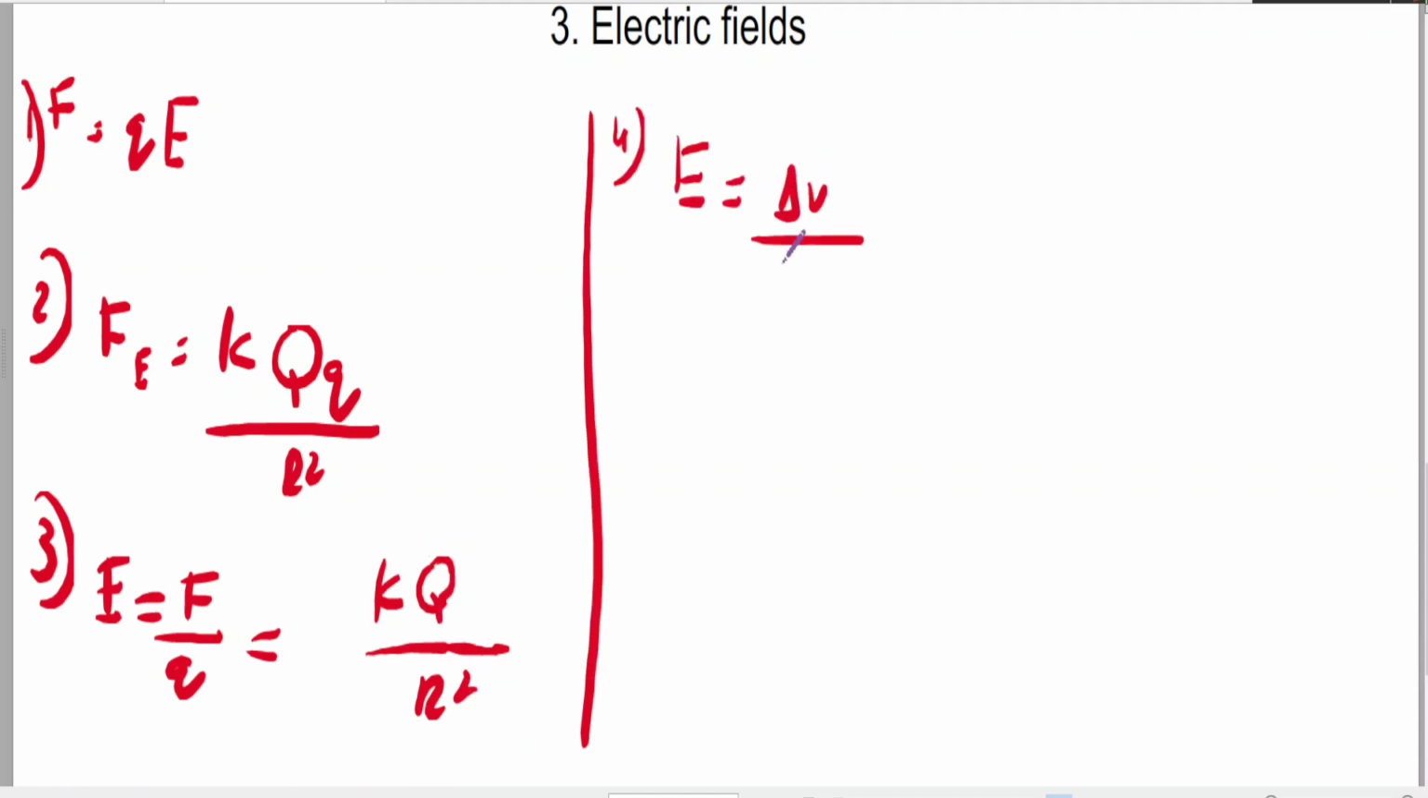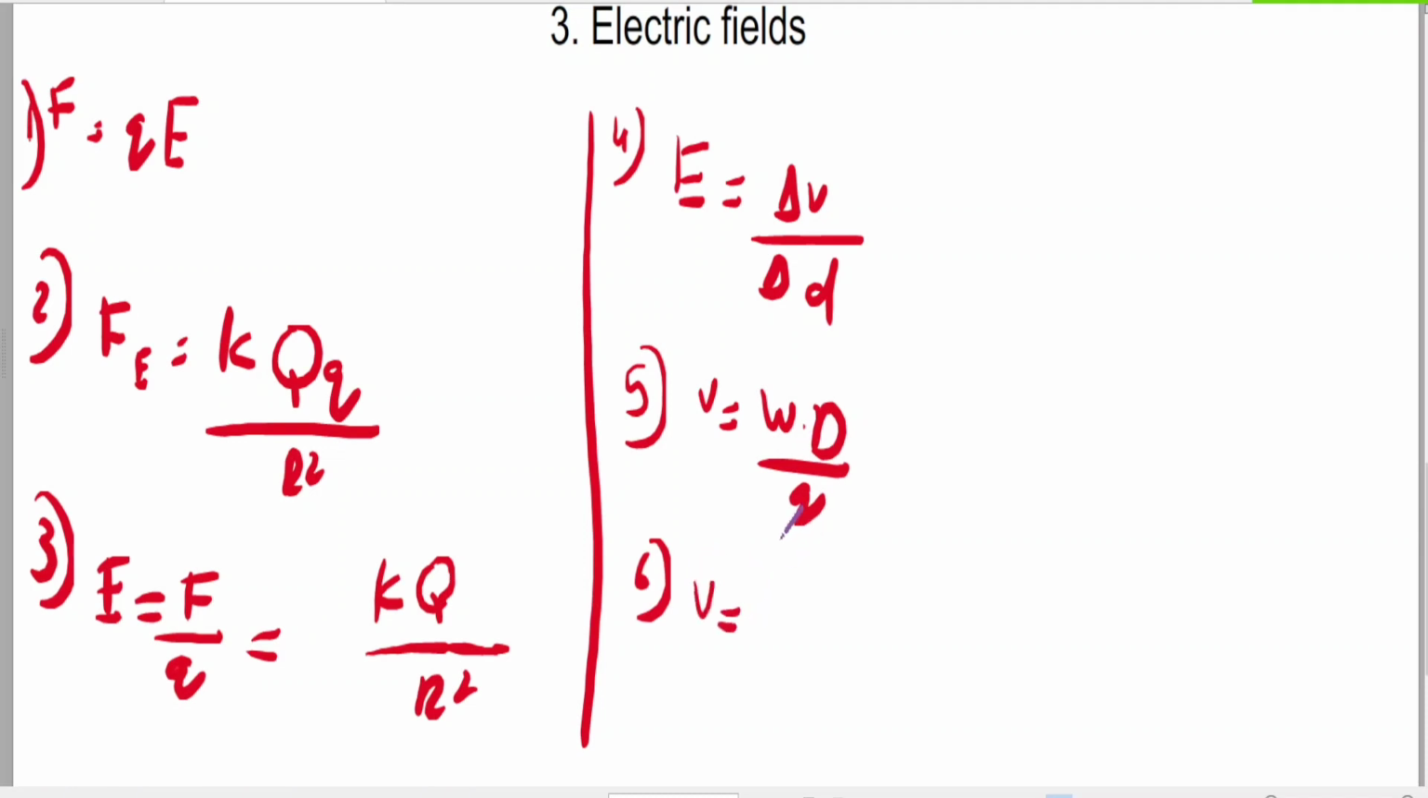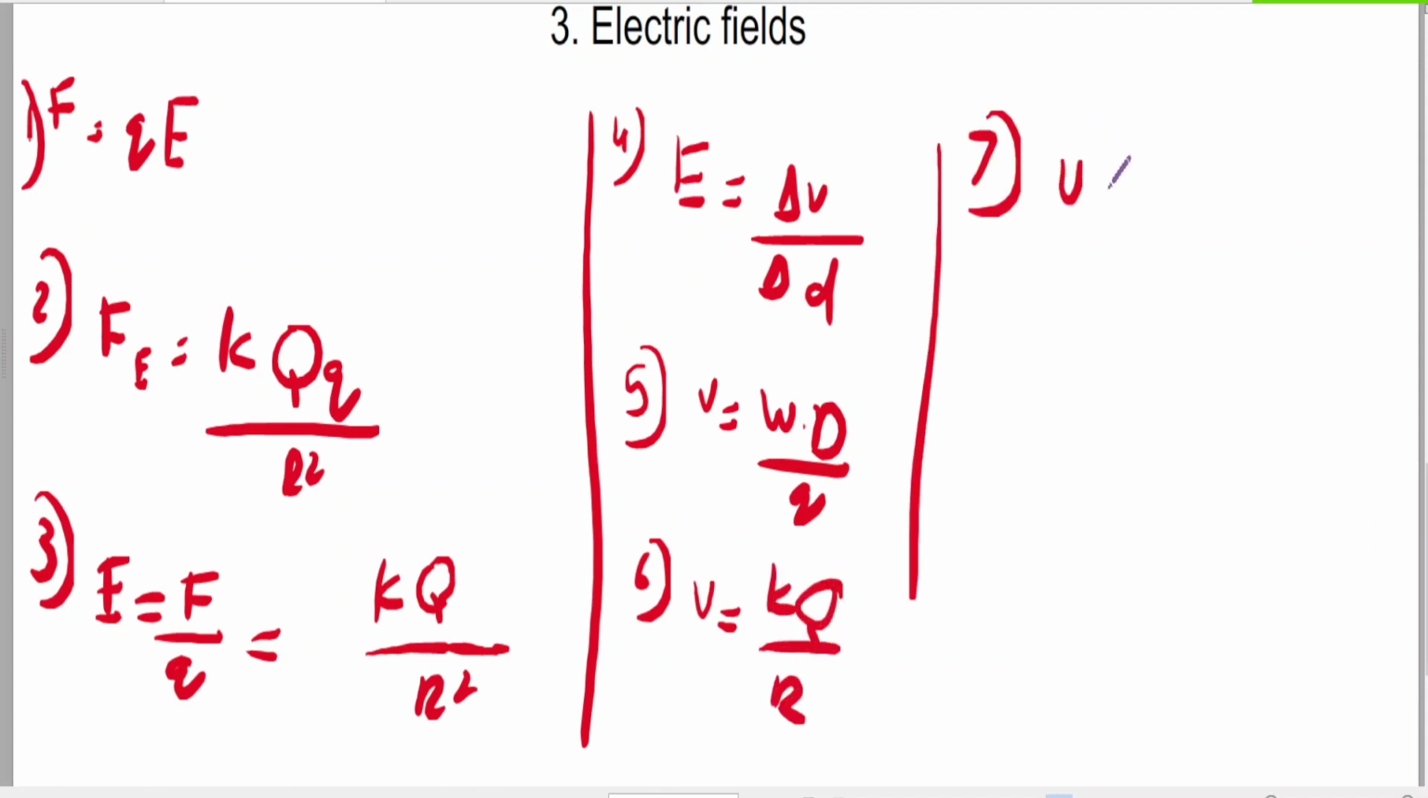Electric field is electric potential over the distance between the electric field. Voltage is work done per unit charge. Voltage can also be said to be electric potential, and electric potential is k Q over r. Velocity v equals under root of 2 V q over m, where this V is the voltage.